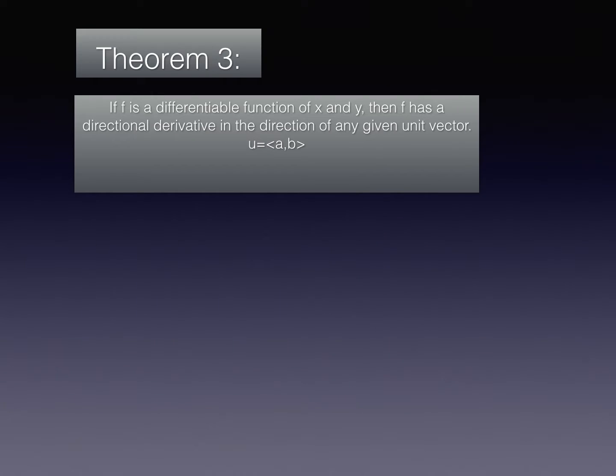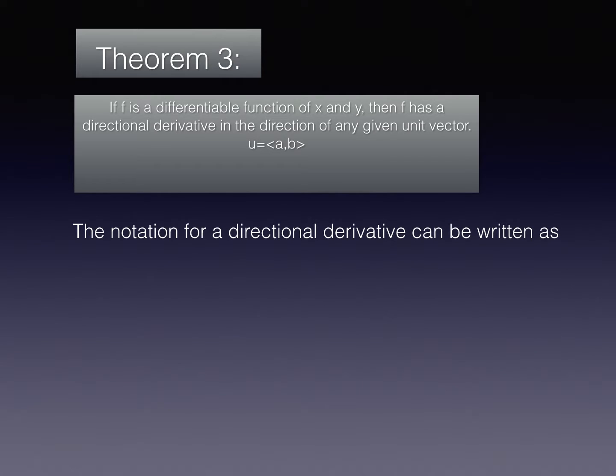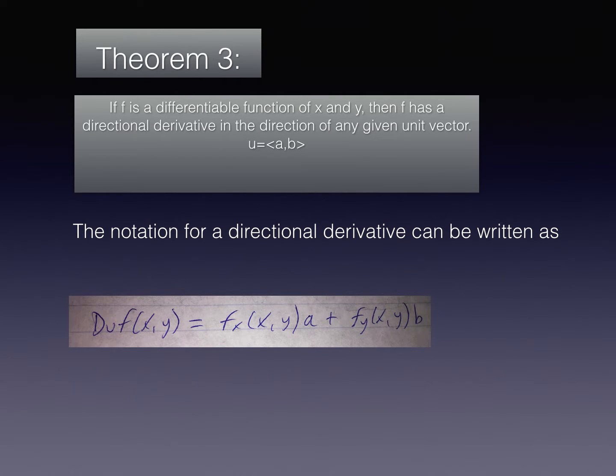Now the next thing is theorem 3. If f is a differentiable function of x and y, then f has a directional derivative in the direction of any given unit vector u equals ab. The more commonly seen notation for a directional derivative can be written as D_u f(x, y) equals f_x times a plus f_y times b.